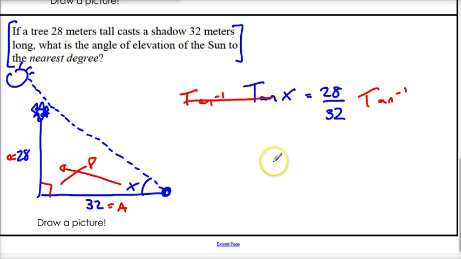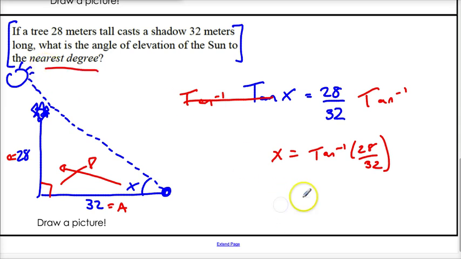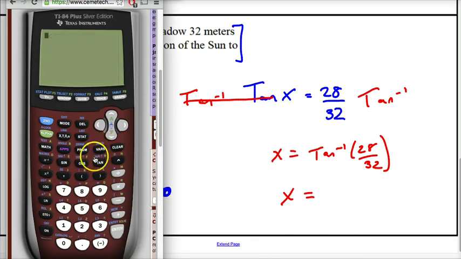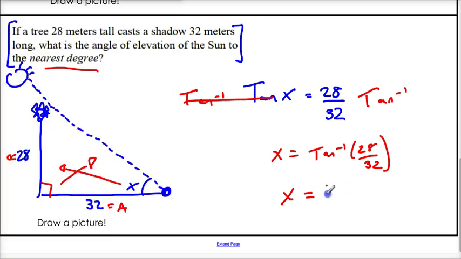This cancels the tan out. I get x is equal to tan -1 of 28 over 32. Put that in the calculator, and since it's the nearest degree, we can round that off to the nearest whole number. So x is equal to tan -1 of 28 divided by 32. Close up that parenthesis, and we get 41.18, nearest degree, so it's just 41.